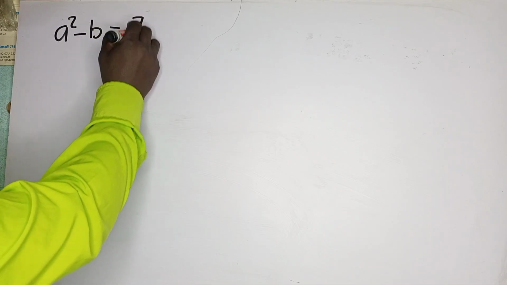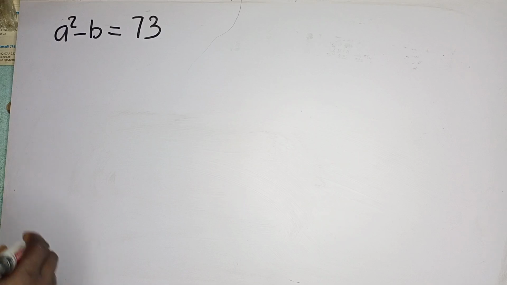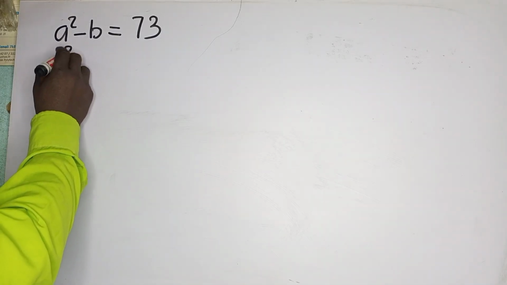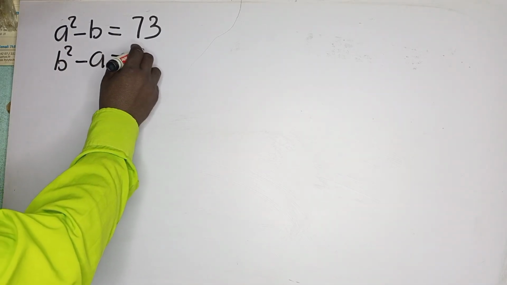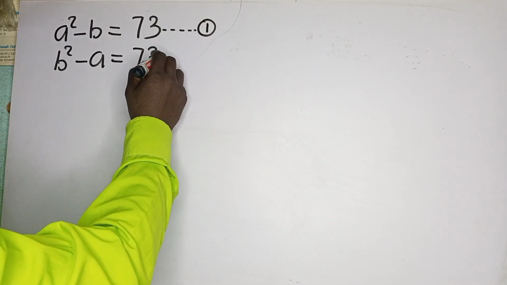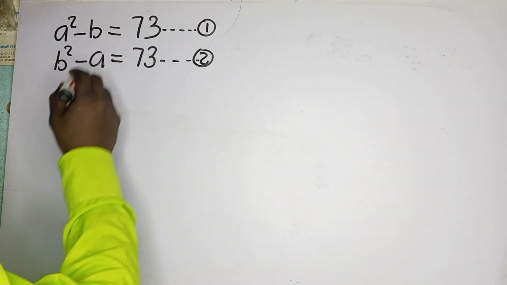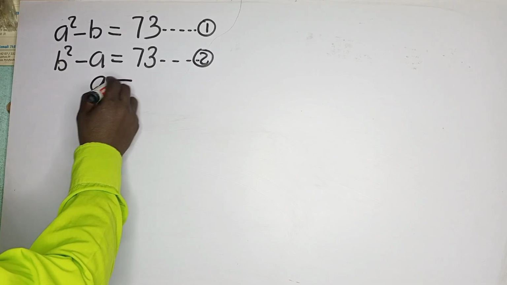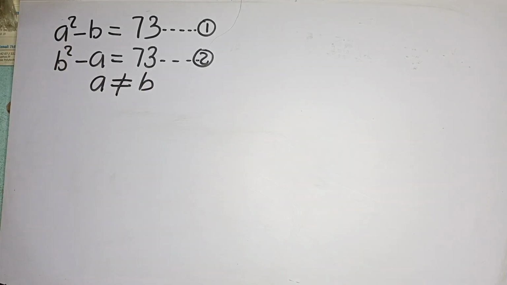Okay, we are told that a squared minus b is 73 and b squared minus a is also 73. Let us call this one equation 1. Let us call this one equation 2. And we are also told that a is not equal to b. Okay. So we want to get expressions for a plus b and a times b.